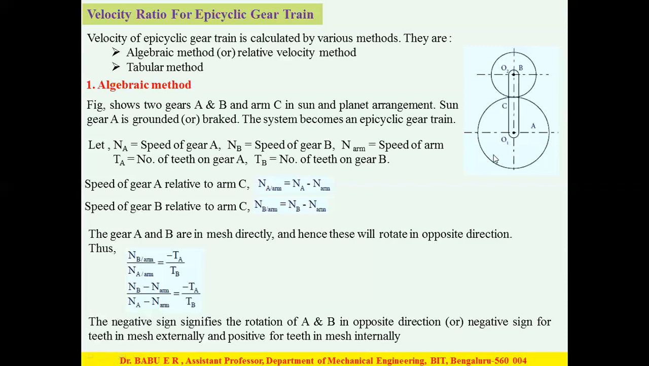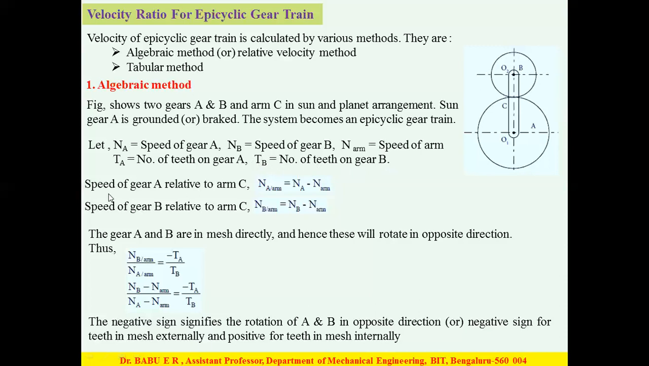Also, let us assume the speed of gear A as NA, and similarly the speed of gear B as NB, and along with that the arm also will rotate. So that speed I'll take as N arm, which equals the speed of the arm. Similarly, the number of teeth on gear A I'll take as capital TA, and the number of teeth on gear B as TB.